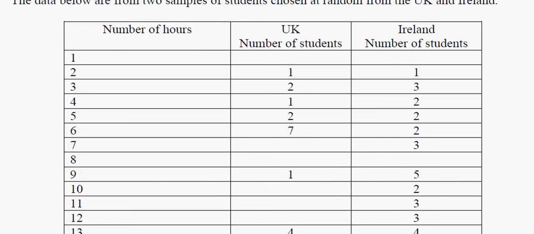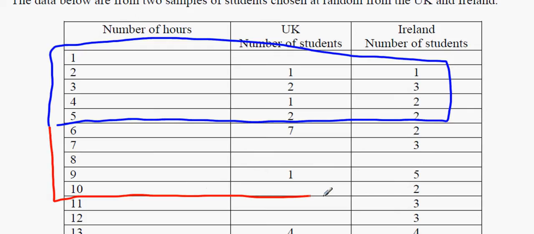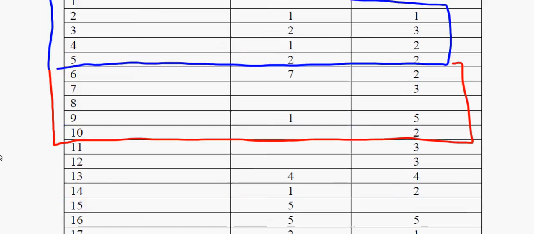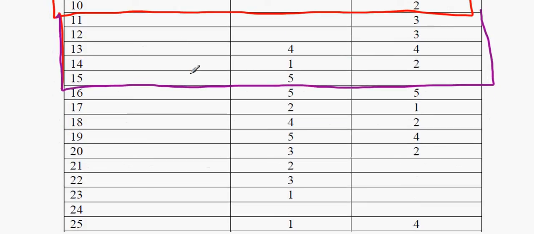So we go 1 to 5. Next segment can be 6 to 10. The segment after that can be 11 to 15. Okay, the segment after that can be 16 to 20. And then finally, the last segment, just so we don't have to count every single sample, can be 21 to 25.